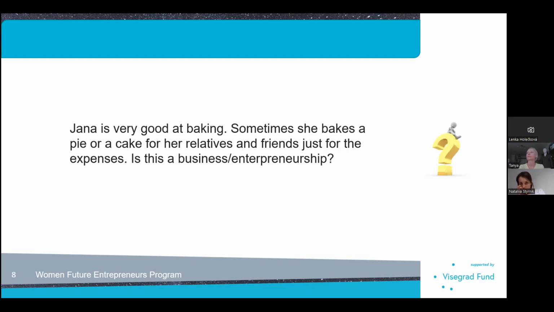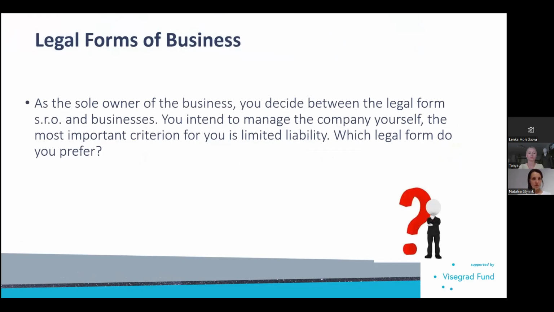Perfectly said. Thank you very much, Oksana, for your answer. You are right, because this activity is not done to make a profit, just for expenses, just for costs. And also it is not a continuous activity. Jane bakes just from time to time. And regarding entrepreneurship and its definition in the civil code, it must be a continuous activity. Perfectly done. Okay, and now one of the last questions.